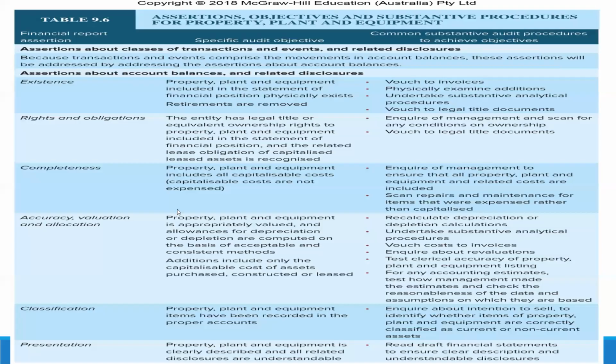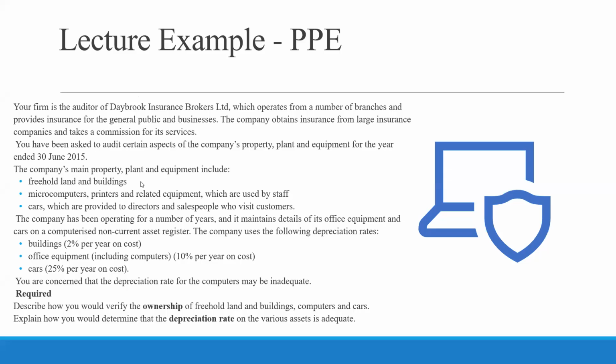And also, I just paste the examples of tests in the PPE audit here for your reference, but you can also find them from the textbook. I want to spend a few minutes here on the PPE example. So we are auditing this company. This is an insurance broker company. The company has very simple PPE items like buildings, office equipment, cars, and the details are here.